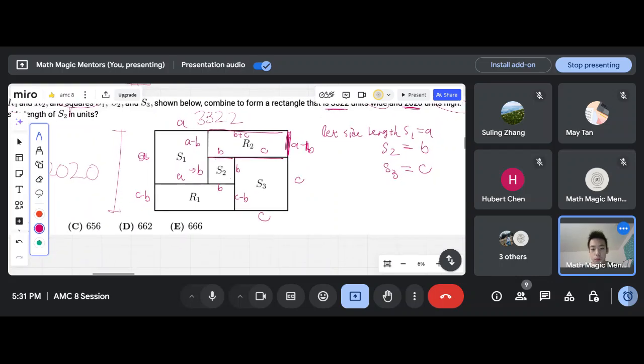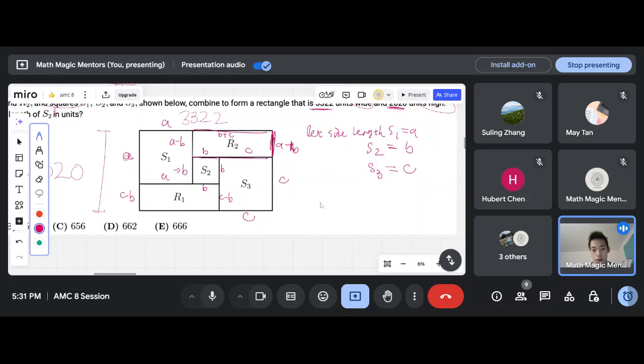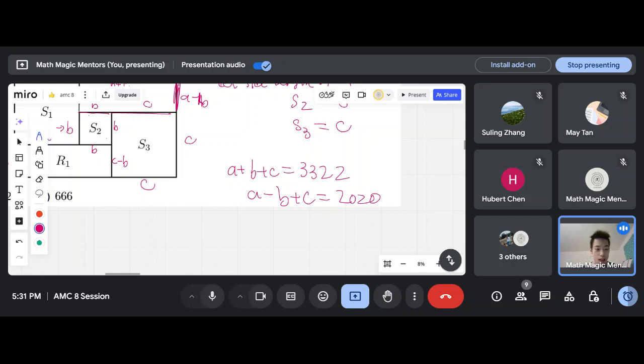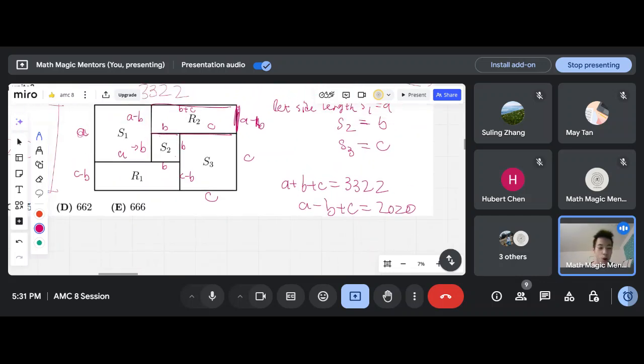And something really nice happens: we can write A plus B plus C is 3322, and A minus B plus C is 2020. And look what we got. If this doesn't strike you already, the whole thing is almost symmetrical, except that there's a plus B in one equation and a minus B in the other equation.